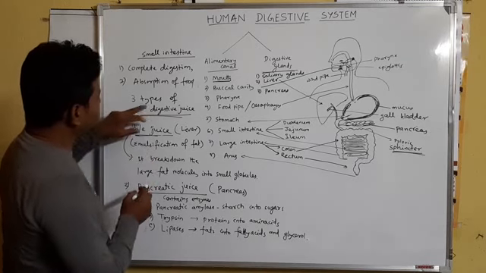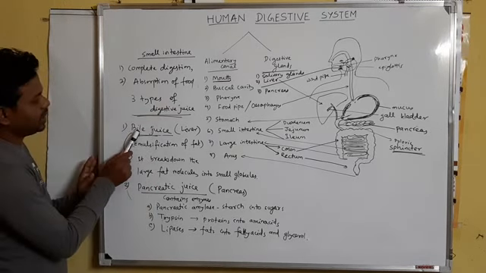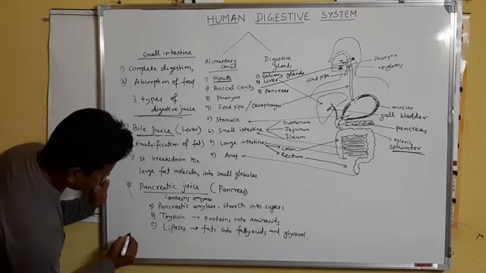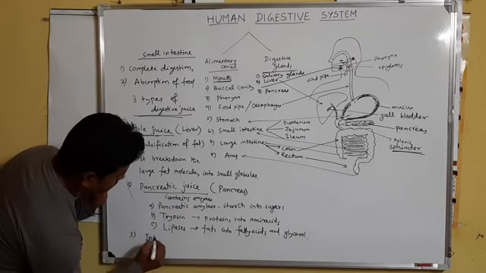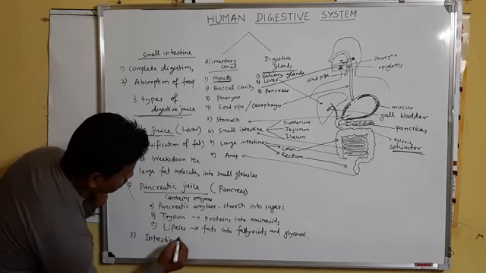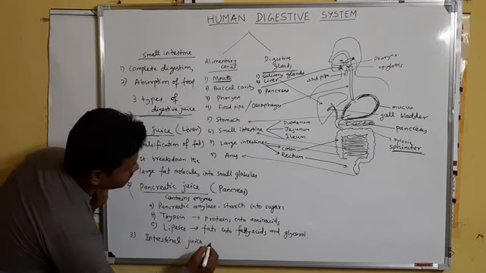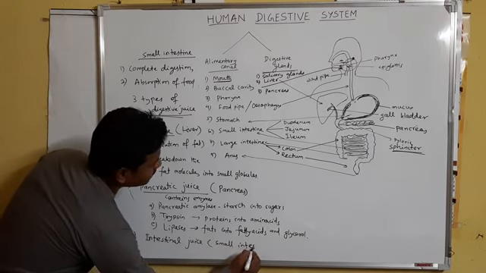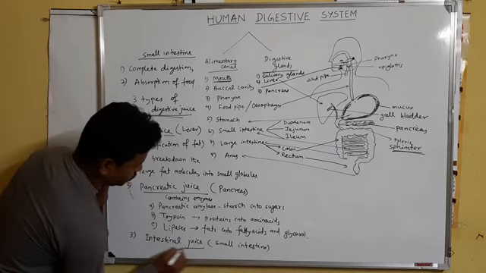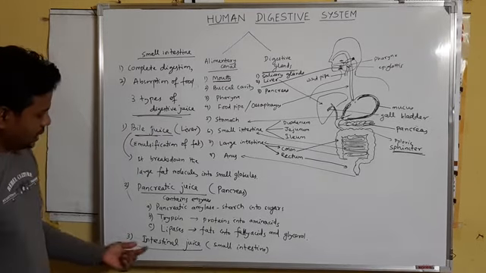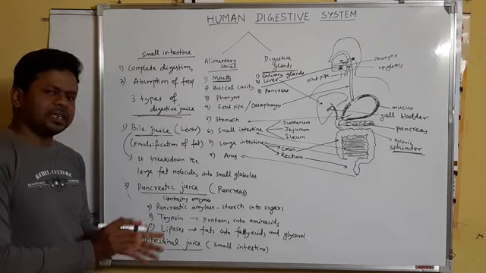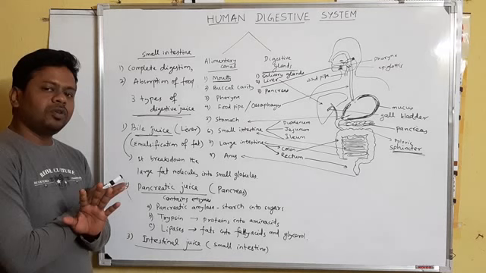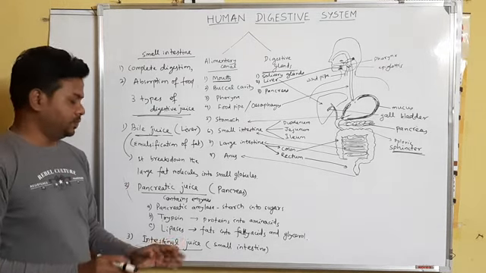And as I have told, there are 3 types of digestive juice. One is bile juice from the liver, pancreatic juice from the pancreas, and the third type of juice is called intestinal juice, which is secreted from the small intestine. The wall of the small intestine also secretes one juice called intestinal juice, and the intestinal juice also contains several enzymes, and these enzymes finally break down all the components of the food.